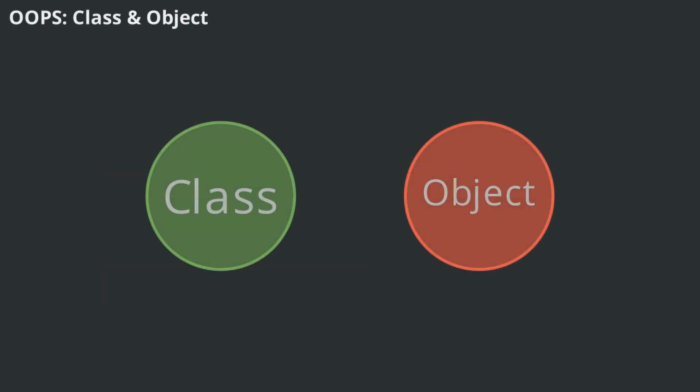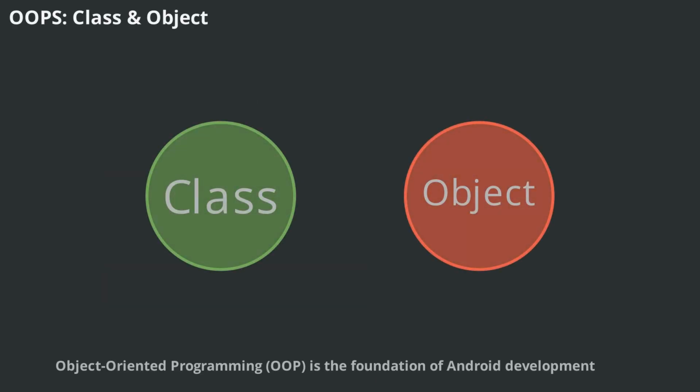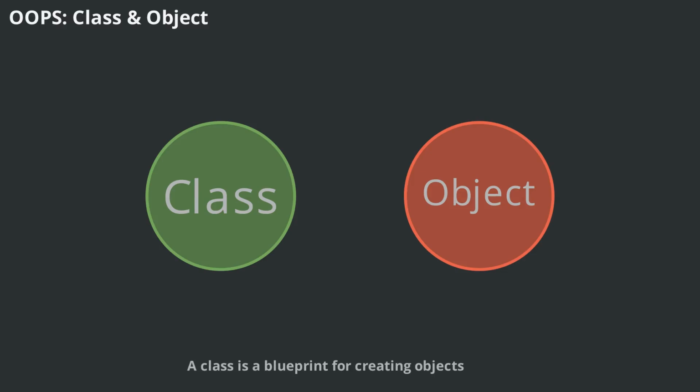Object-oriented programming, OOP, is the foundation of Android development. A class is a blueprint for creating objects, defining their properties and behaviors. An object is an instance of a class, occupying memory and performing actions. Interviewers often ask you to explain these concepts or design simple classes during interviews.